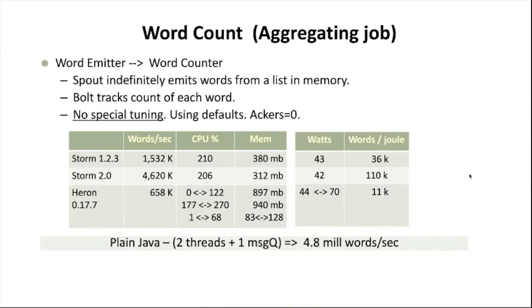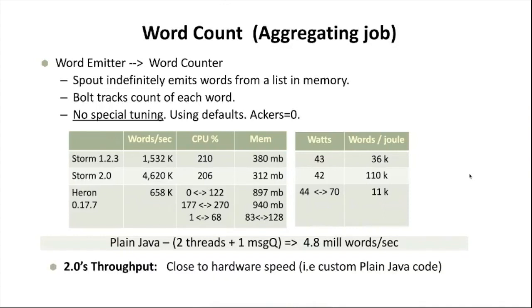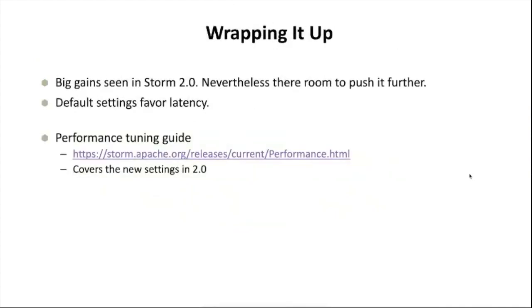Now looking at the energy, I basically just bought a wattmeter and connected it to the laptop and just kept measuring how the energy fluctuates. Storm 1 had 43 watts, 2 was consuming about the same, but delivering much higher throughput. Here you can see Heron fluctuating CPU because of this same issue. You can see the wattmeter going up and down. Okay, so again, we achieved pretty decent performance there, coming close to the hardware performance.